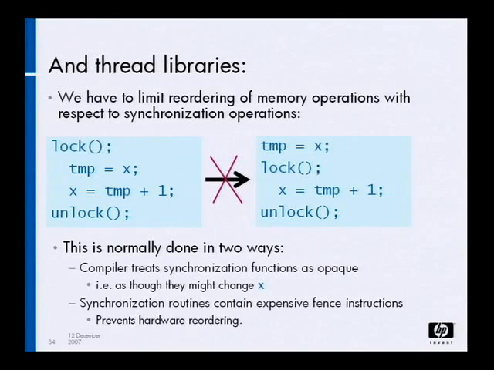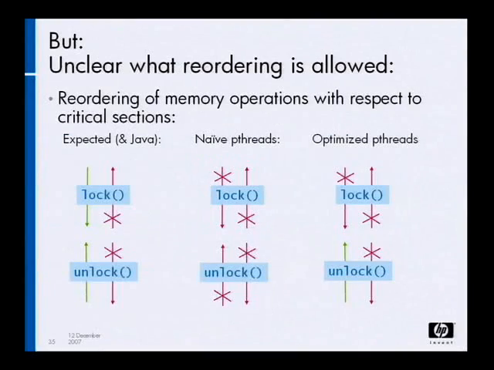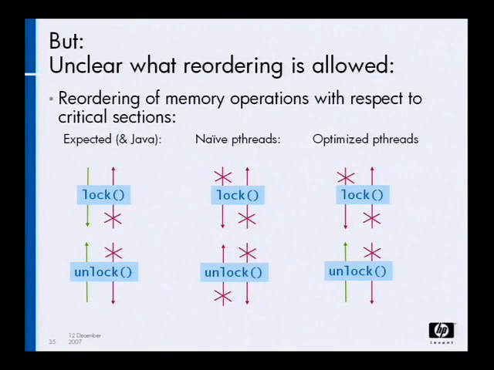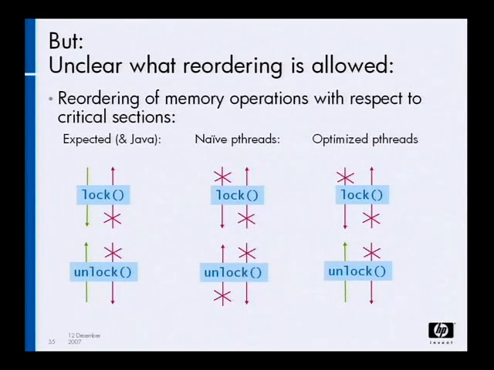Those fence instructions are typically somewhere between fairly and very expensive, so we need to be careful that we understand exactly where they're needed. On the other hand, so far actually it's been fairly unclear what kind of reordering is actually allowed, and therefore what kind of fence instructions we allow. So if we look at Java, for example, it's fairly clear we're not allowed to move things out of the critical section as one might expect. We are allowed to move things into the critical section in both directions.